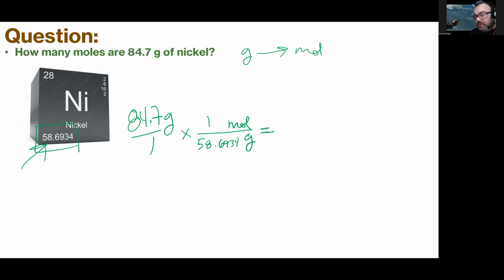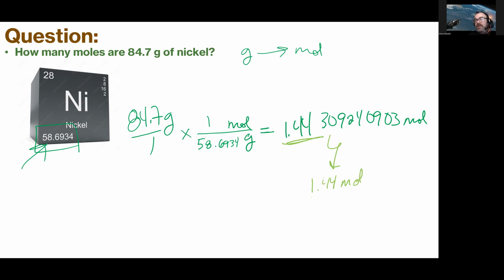We're going to math it out. 84.7 divided by 58.6934 gives me 1.44309240903 moles, which was excessive. Let's think about significant figures here. There are 6 significant figures in the mass, and there are 3 in the data we were given, so this needs to be 3 significant figures. So this should be 1.44 moles. Okay, does that make sense?